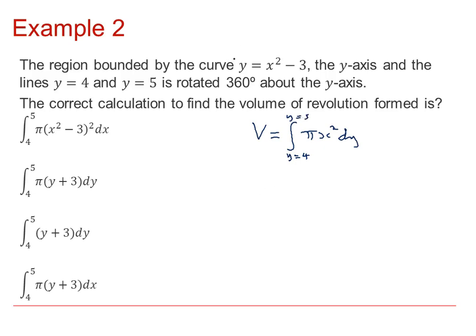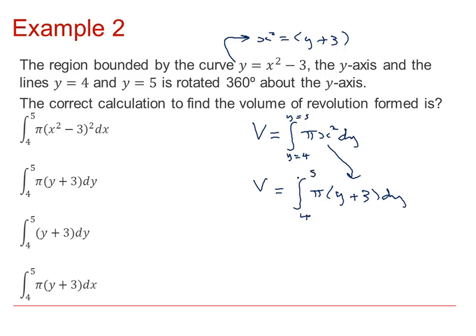So if we go back to the equation, we know that y equals x squared minus 3, so it's the x squared that we need for our formula. So x squared must be y plus 3. So we can get the volume by integrating pi, and instead of using x squared we have to use y plus 3, and we're going from y equals 4 to y equals 5. So we can see that the correct volume is this second one.